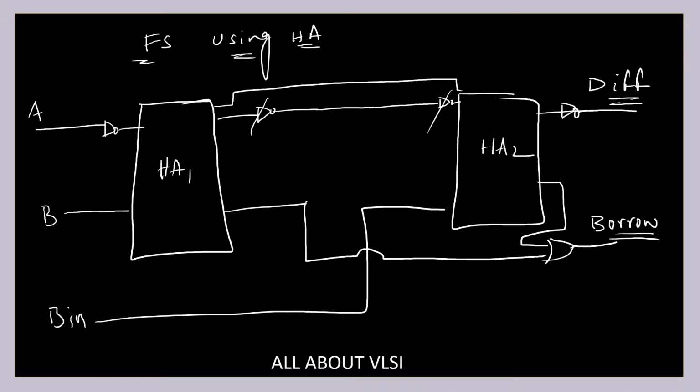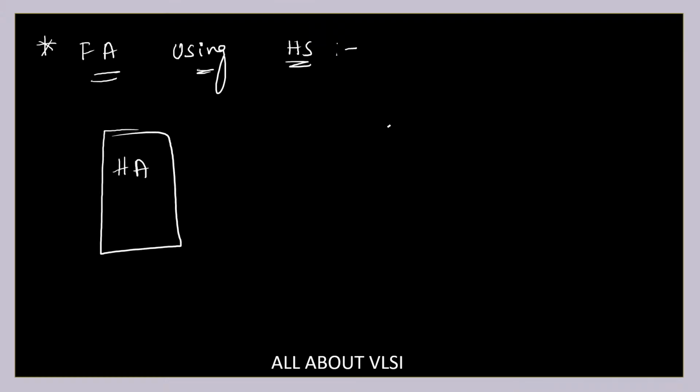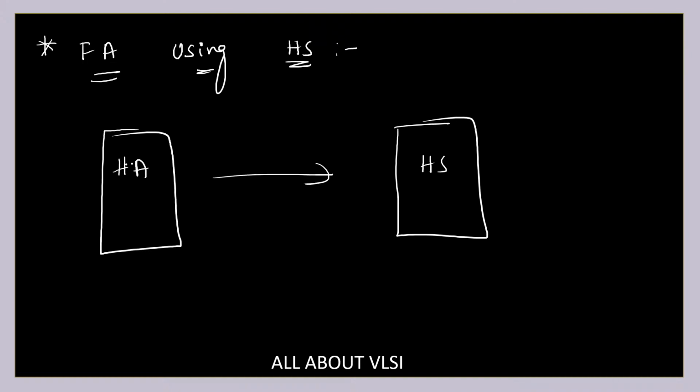Yes. Now, let us try to implement a full adder using half subtractor. Let's see how to implement this full adder using half subtractor. Full adder using half adder, we already know that we are going to have two half adders. Using that, we can build a full adder, right? But now we have a half subtractor. So we need to figure out how to build a half adder using half subtractor. So we need to convert this half subtractor into a half adder. That is what we need to figure out, right?